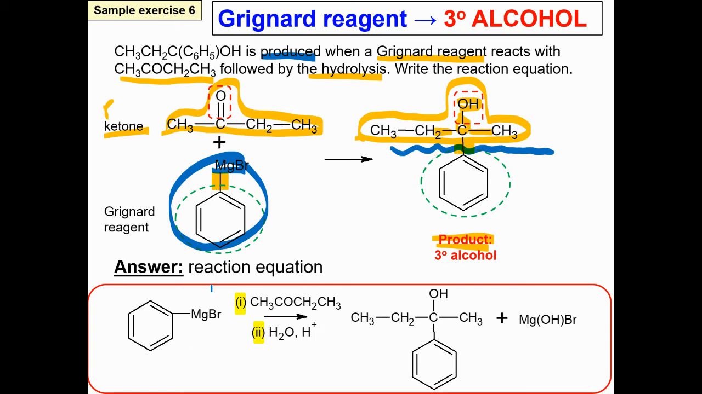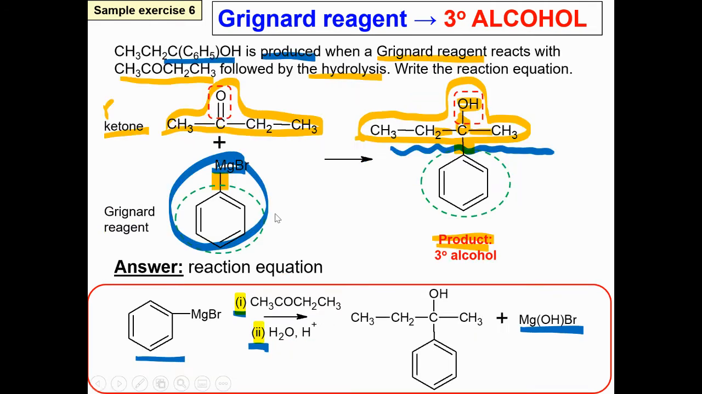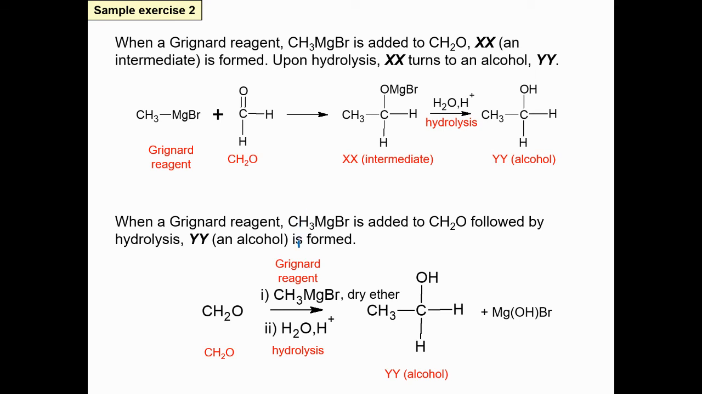Then I will start to write, because the question said the Grignard reagent reacts with ketone followed by hydrolysis, and the product is provided, and we write the inorganic product on our own. So you can see the two differences here. One is I combine the Grignard reagent and the carbonyl compound. Another is from the product, I break it down into Grignard reagent and carbonyl group based on the carbon that has the OH.